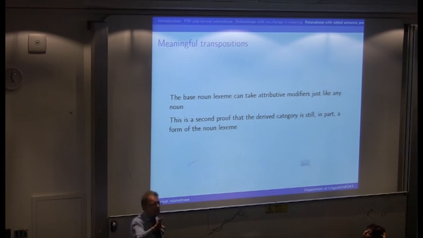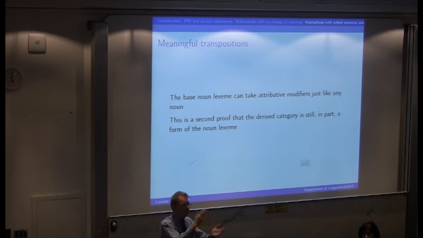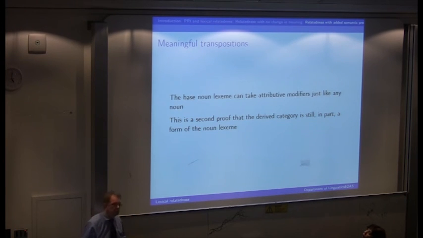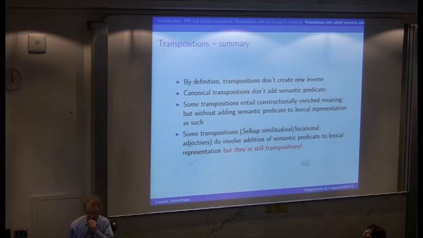So that means that the adjective big thinks that forest or house or canoe is still a noun. It thinks it's still a noun lexeme. Once you get to the end, it suddenly turns into a meaning-bearing adjectival word, but it's still really a noun, which is why you can still modify it with an adjective. So that summarizes our transpositions.